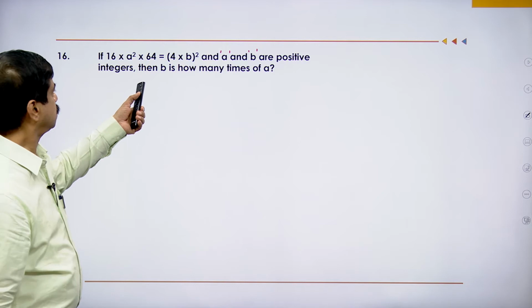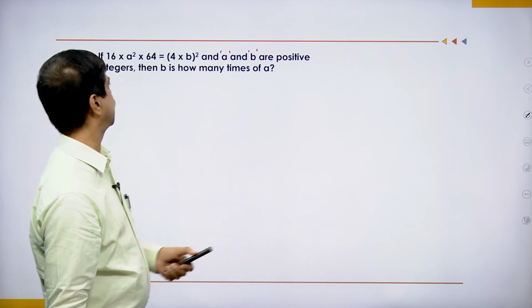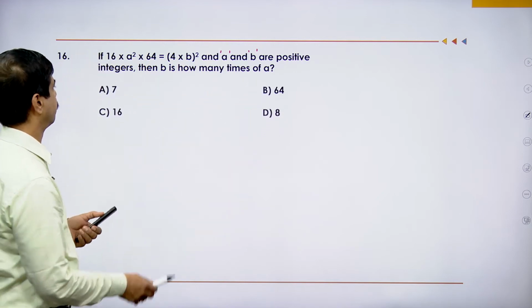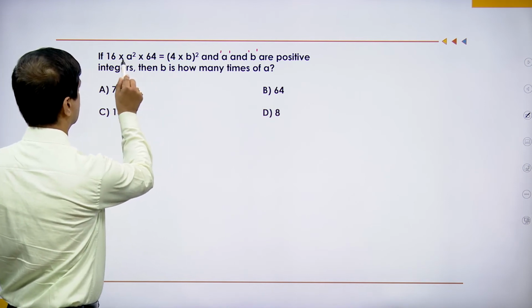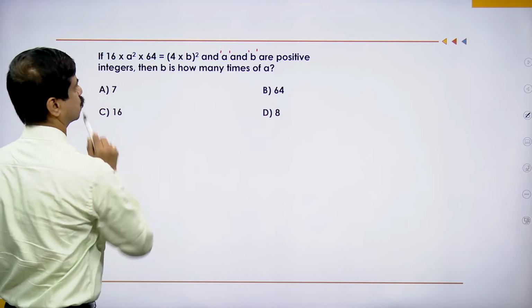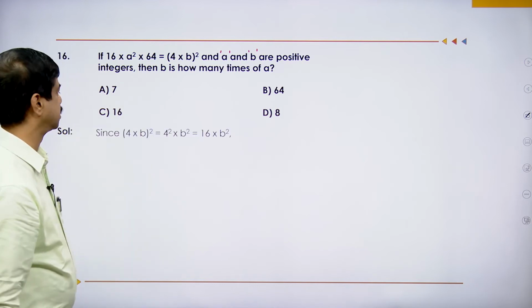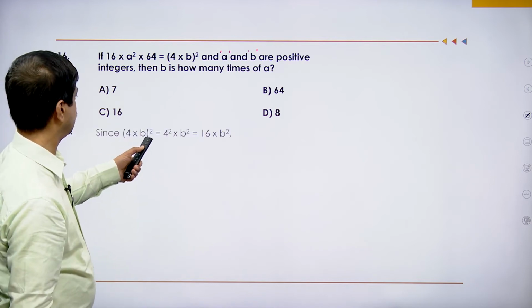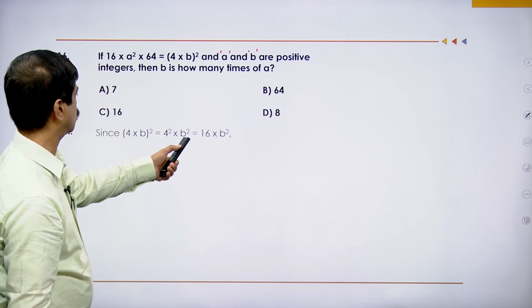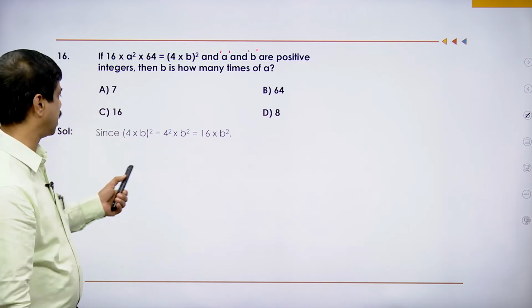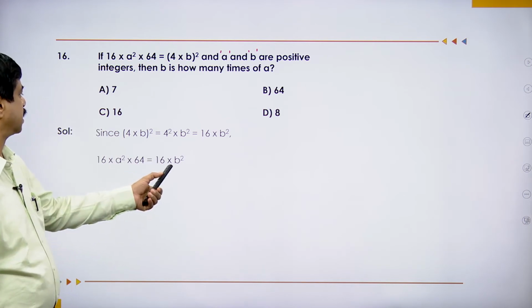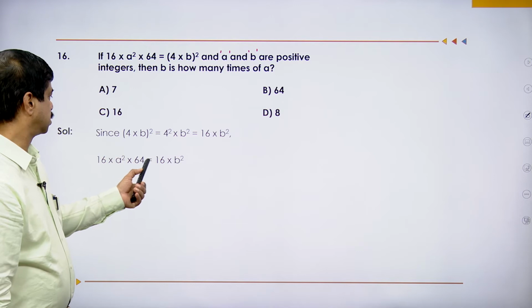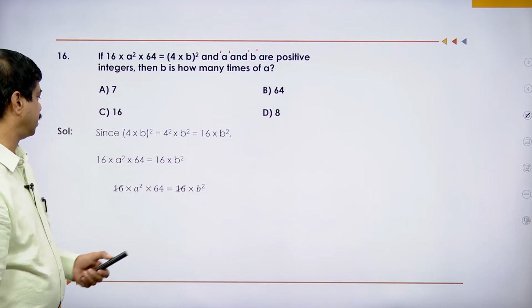Now then, b is how many times a? B is how many times a? So what I will do is simplify, because a whole square is there, I will try to make this also whole square. Then things become very simple. So 4b whole square equals 4 square into b square, that is 16b square. So now if you equate, 16 can be eliminated. So 64a square equals b square.